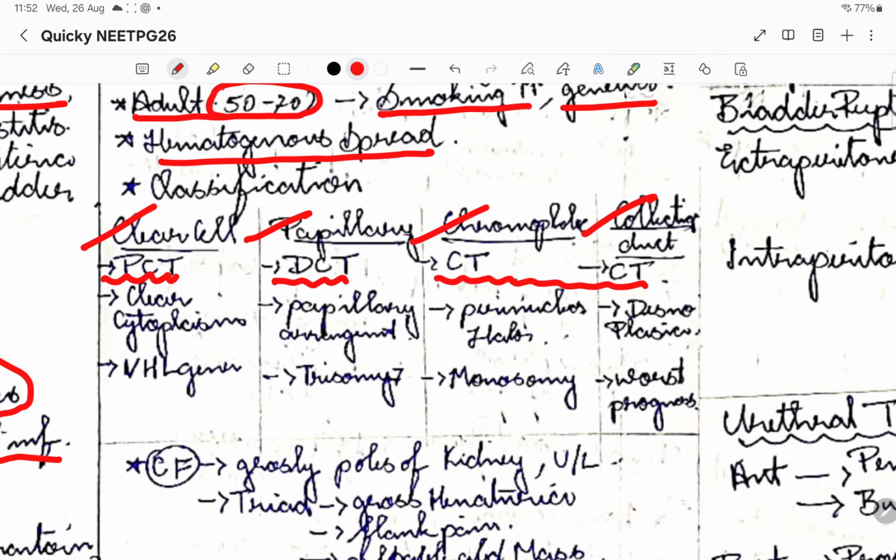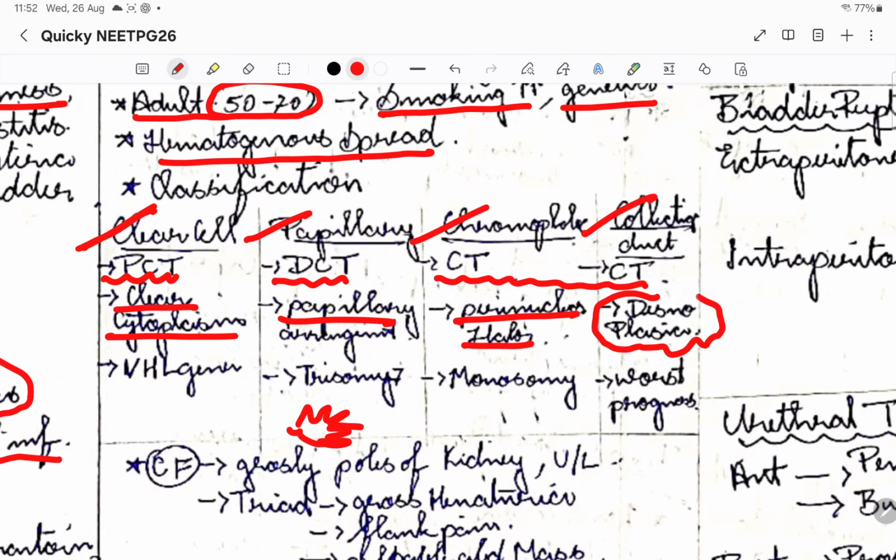Okay, so in PCT, as the name suggests, the clear cell, the clear cytoplasm can be seen. In papillary, there will be papillary arrangement. So papillary, you know that, right? Papillae. This is how the arrangement will be. Then in chromophobe, there will be a perinuclear halo, and collecting duct has the worst prognosis.